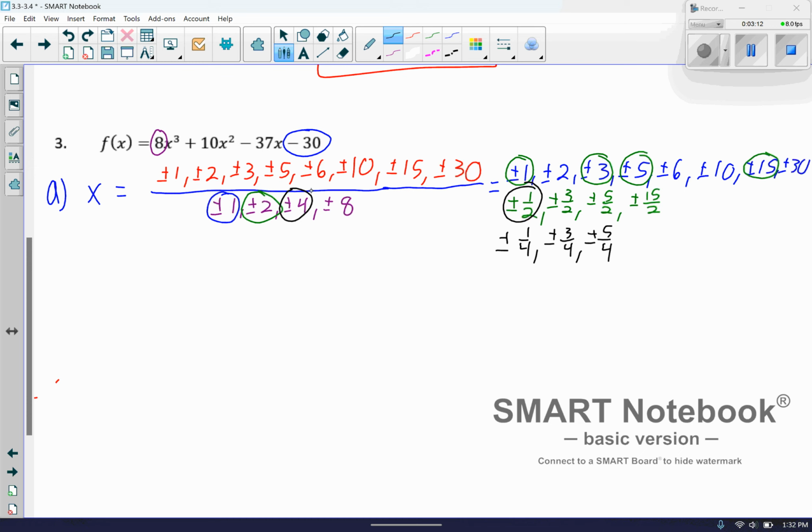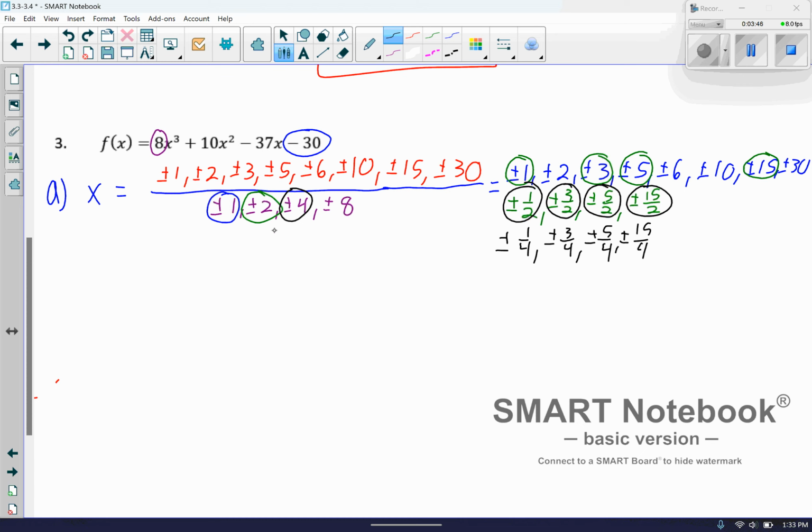And then let's see, 6 divided by 4 would reduce down to 3 over 2. So that one's already there. Then let's see, 10 divided by 4 would be reduced to 5 over 2. Once again, that's already in my list. Okay, good. 15 over 4, nope, don't have that one in my list, so we've got to add that one. And then 30 divided by 4, which would reduce to 15 over 2. That's already in my list, so I don't have to worry about writing that one.